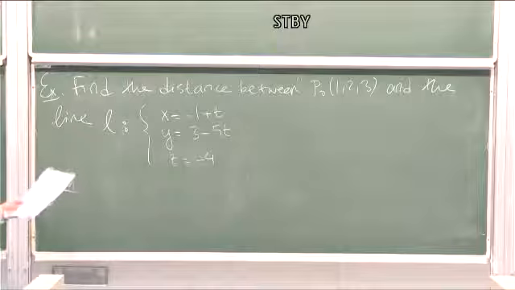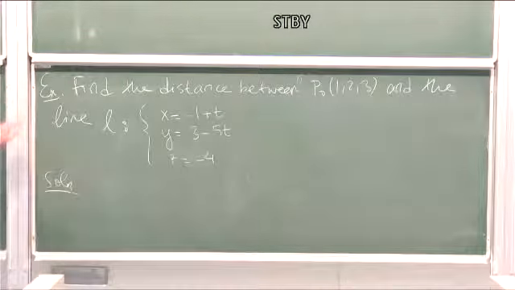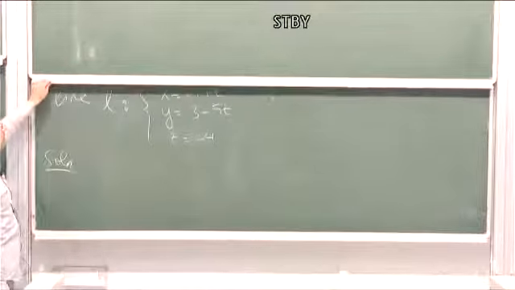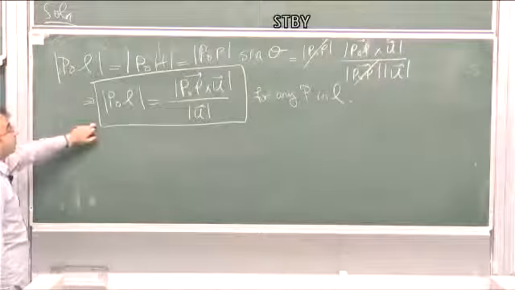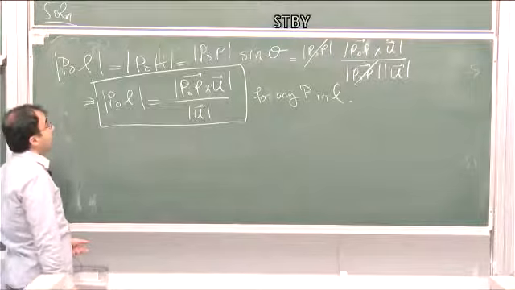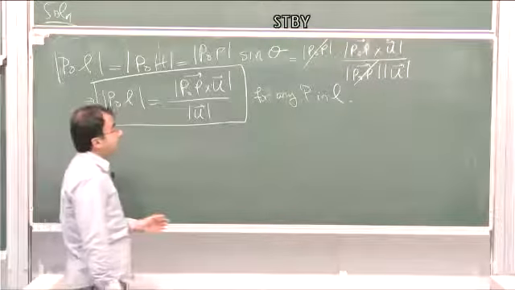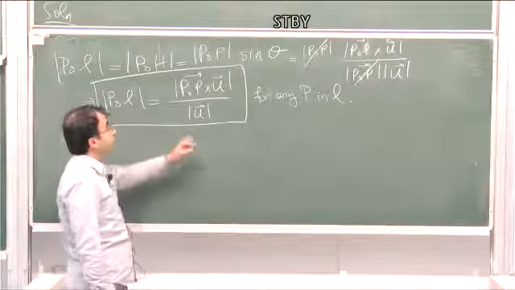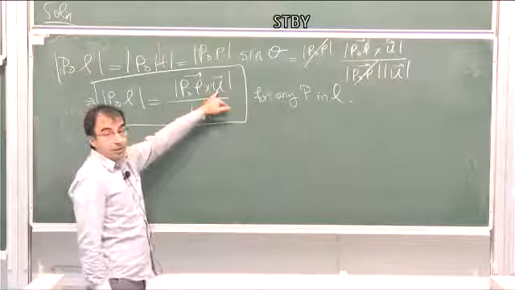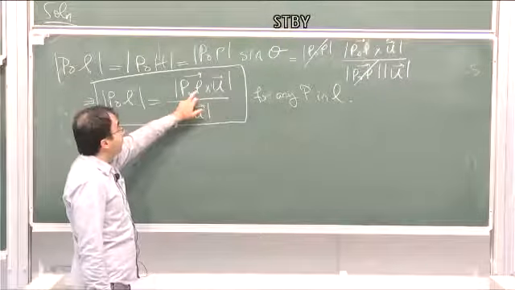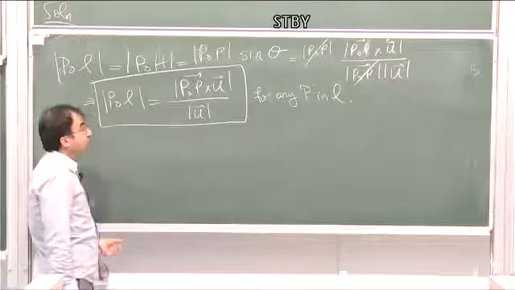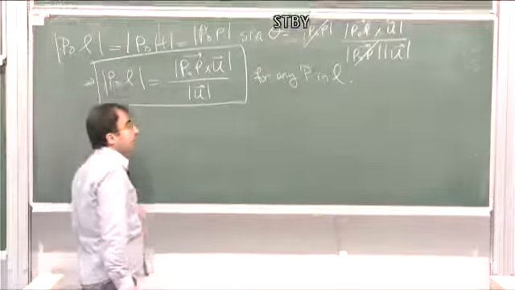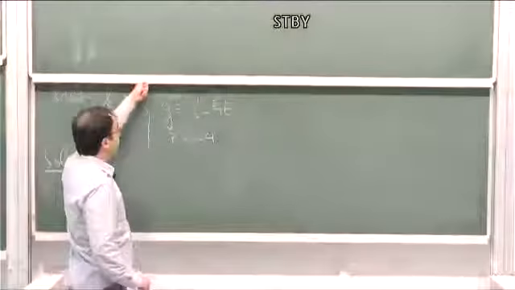Well, our formula is here. So we will use this formula. And to use this formula, you see we need two things. We need u, the direction vector, and we need p. What is p? P is a point, any point, on the plane, on the line. So let's first find these things.